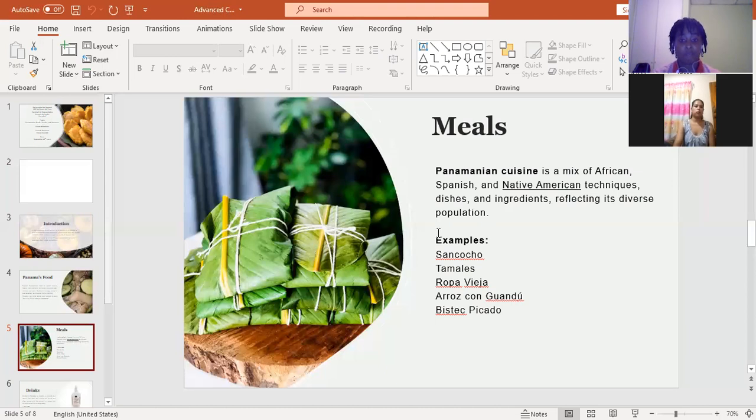Some examples of meals in Panama that are said to be traditional in this country are the sancocho, ropa vieja, Panamanian tamales, arroz con guandu, and also bistec picado.